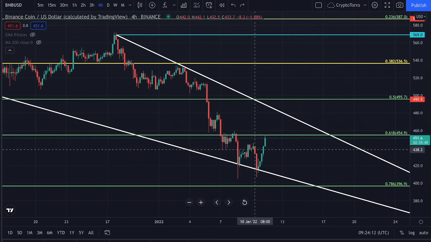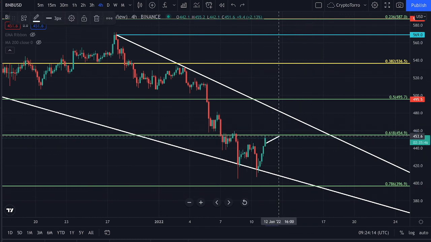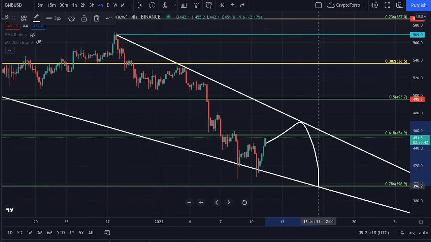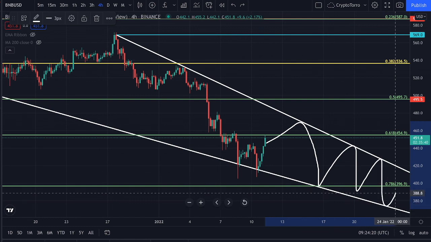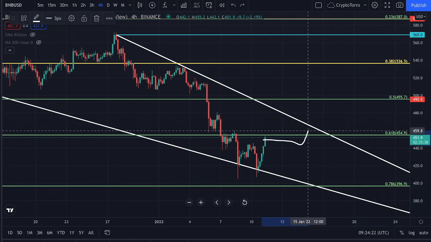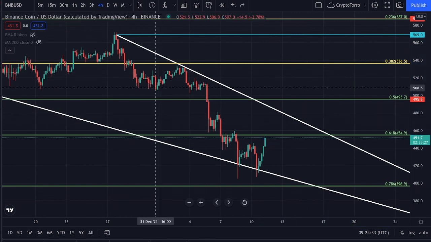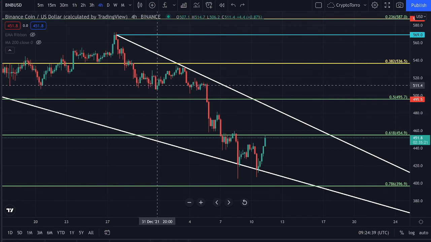If we do see that further continuation, what is important to know is that we could get rejected by this descending resistance, see a further decline taking place and stay in between these two ranges for a while, or perhaps see an even further continuation and break out outside of this pattern, finding support on top of it and heading towards the 569 US dollar target, taking into consideration that at approximately 525 US dollars, we will be seeing a major level of resistance.